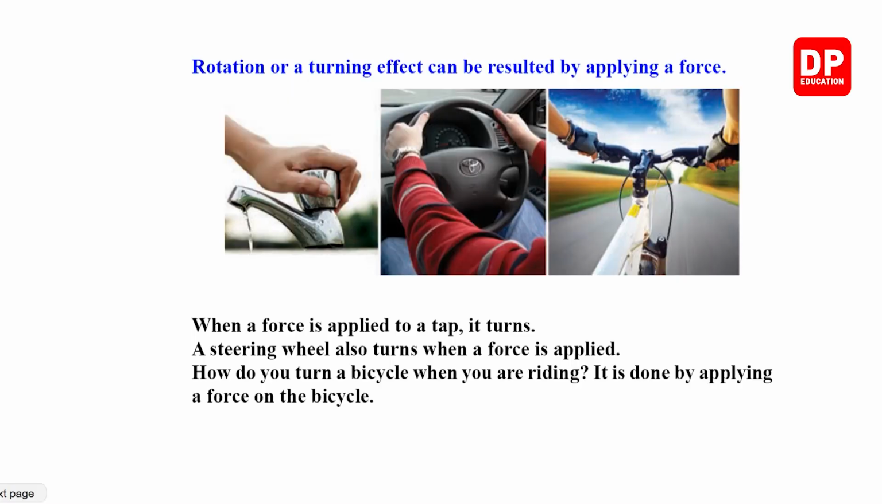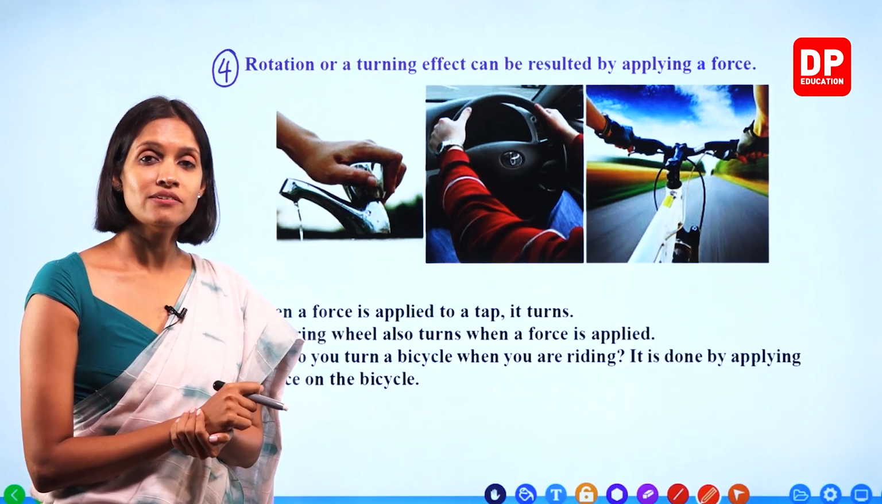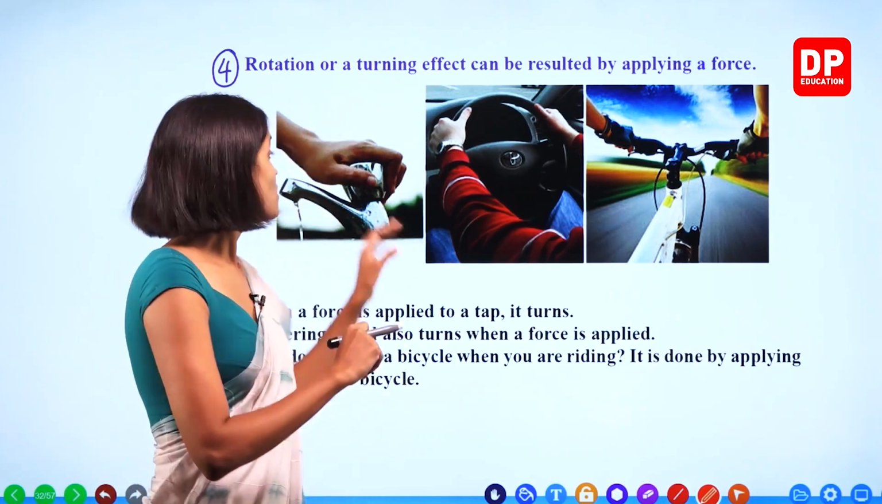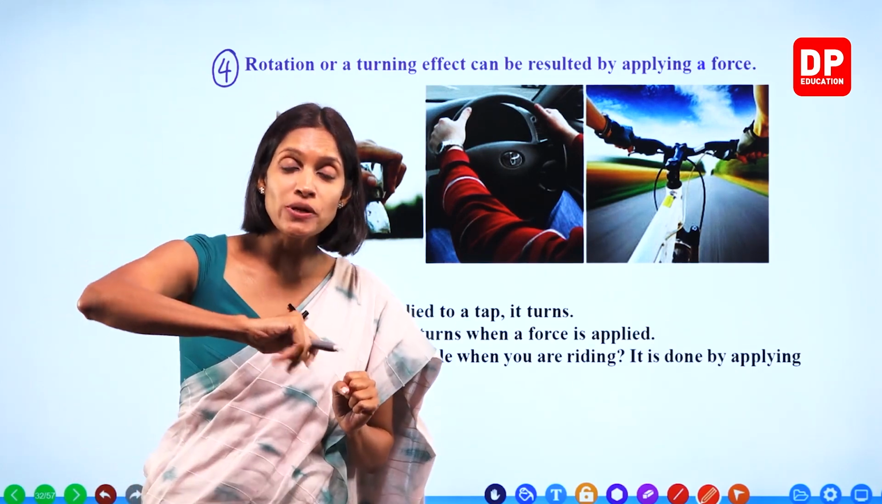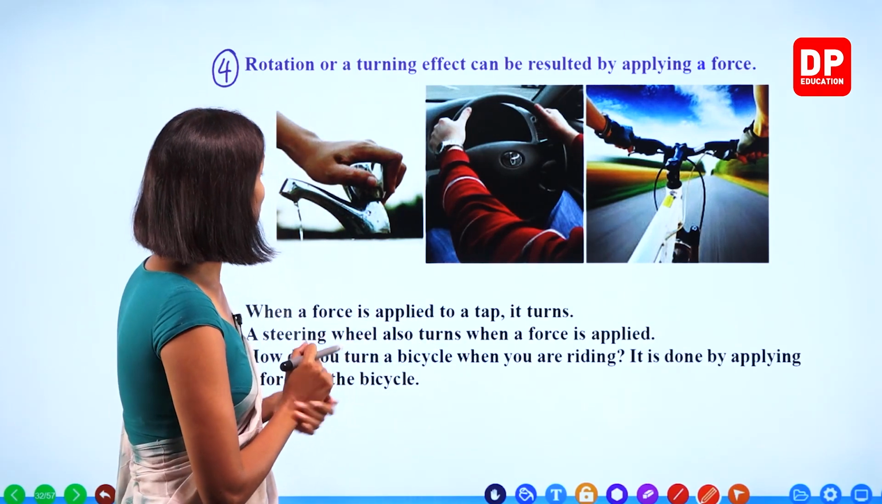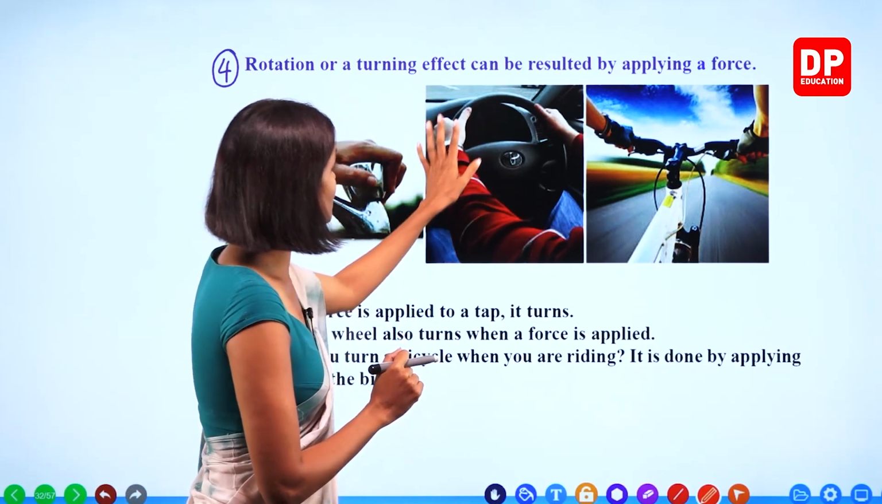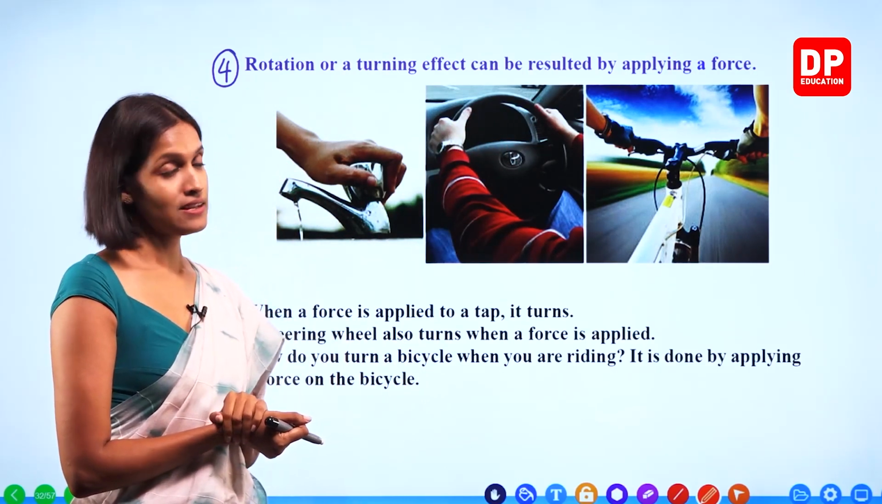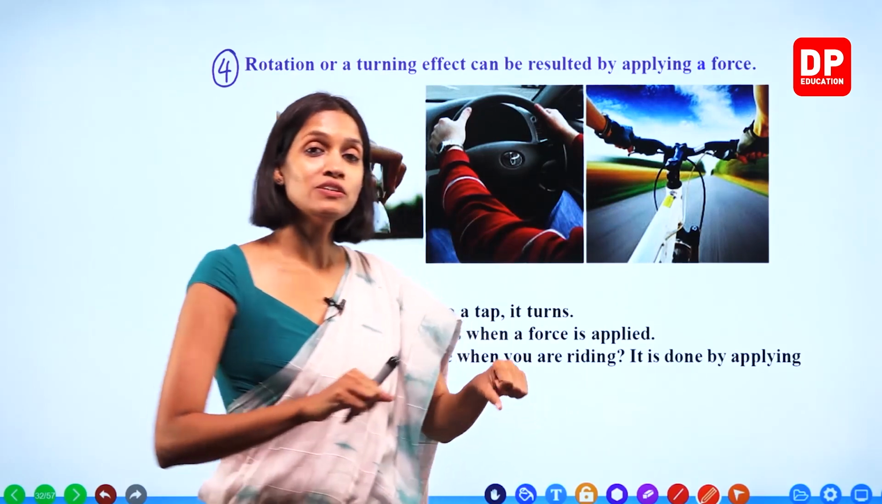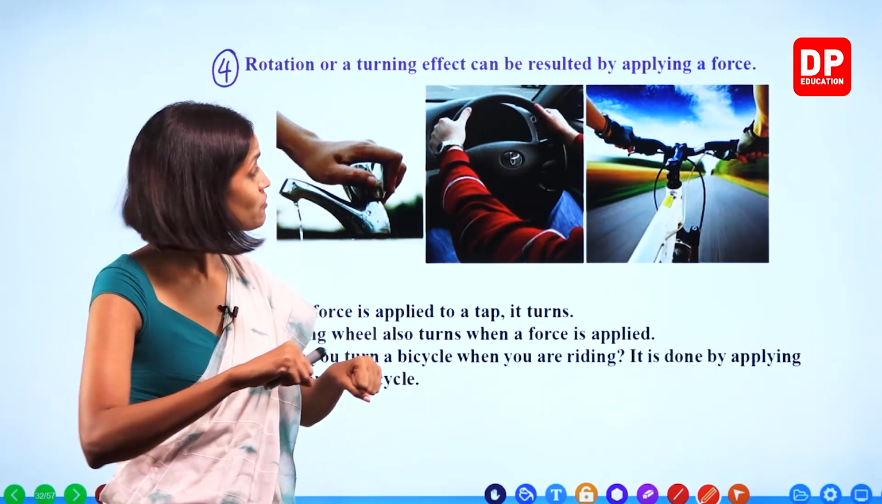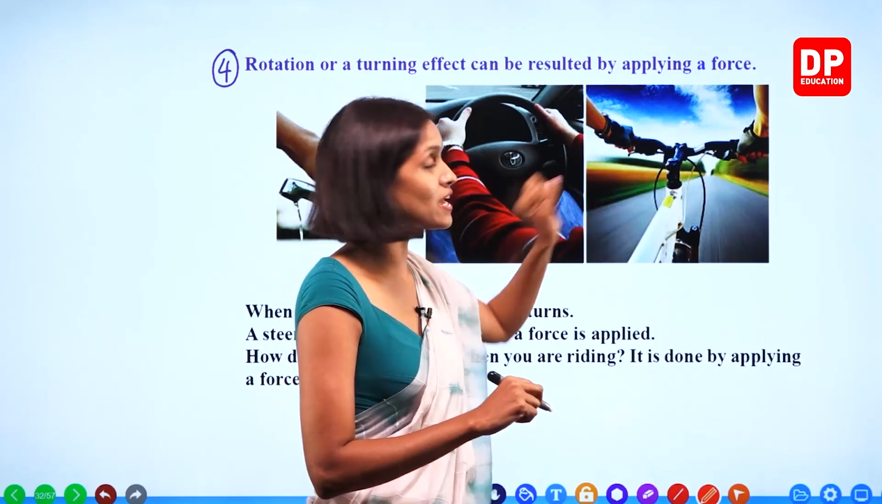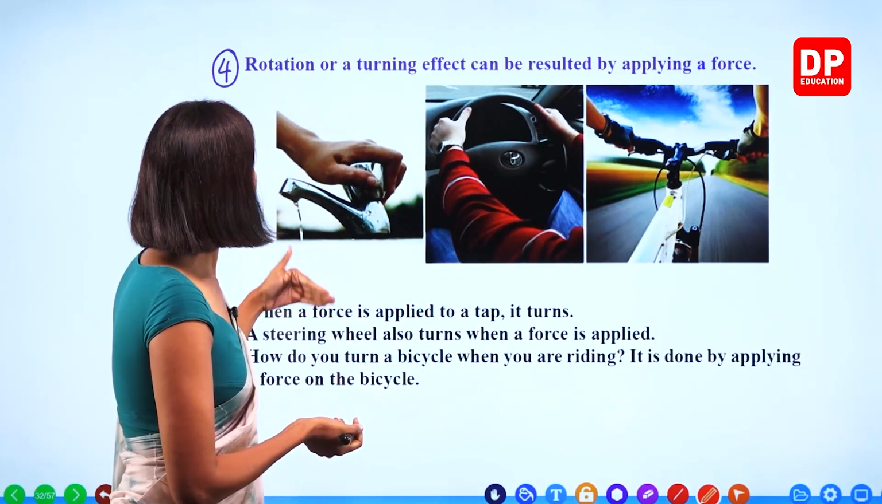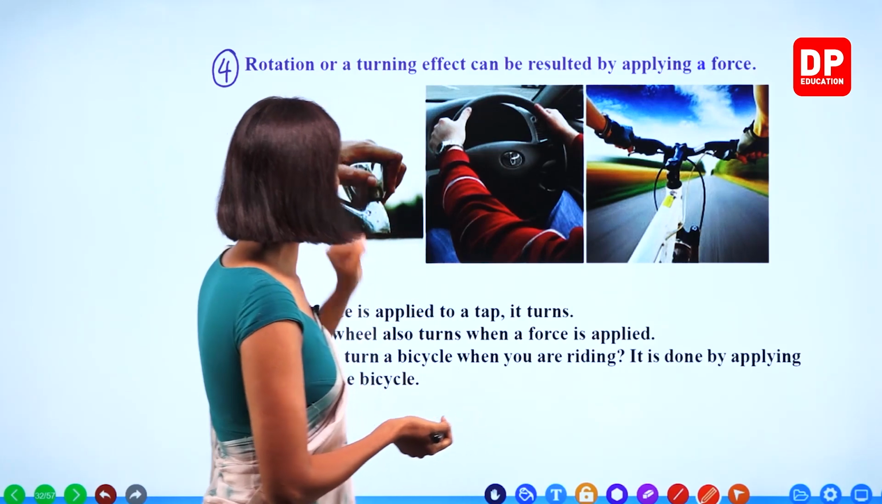Number 4. Rotation or a turning effect can be resulted by applying a force. Even earlier we discussed turning a tap. When you apply force onto the tap, what happens? It starts rotating. In the same way, if you apply force onto the steering wheel, what happens? It starts rotating. Look at this bicycle handle. You can move the handle by applying force. It's a kind of rotational movement. When a force is applied to a tap, it turns.